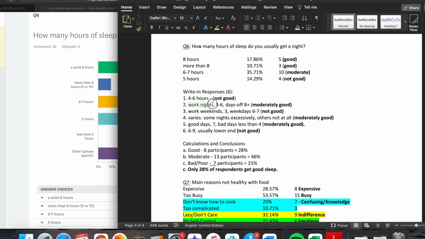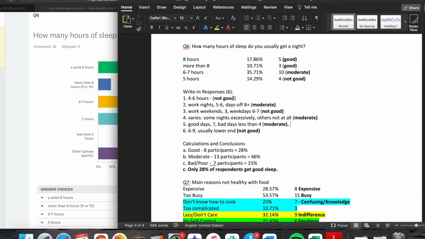And then this one, on work nights 5 to 7, days off plus. Okay, so they're making up for the sleep they lack, which is not exactly equal to having consistently good sleep. So I'll put them as moderately good. So again, let's make this consistent. Okay, so now I have this person who varies some nights excessively, others not at all. I mean, not sleeping at all is not good, right? So that kind of puts you in the moderate category.